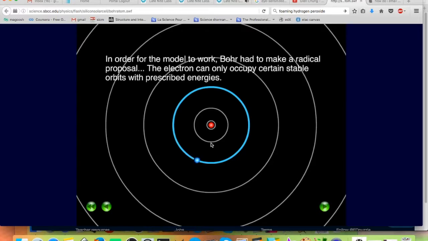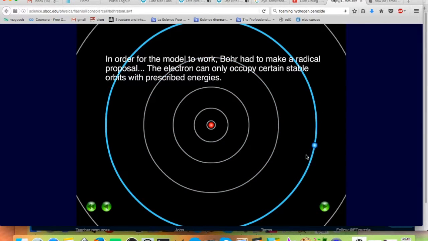Now, here you could see more than one path for that blue electron. It happens to be the case in this model of the atom that when the electron has higher energy, it is able to jump to paths around the nucleus that are farther from the nucleus. So this is very important. Close to the nucleus, the electron has lower energy. Far from the nucleus, the electron has higher energy.